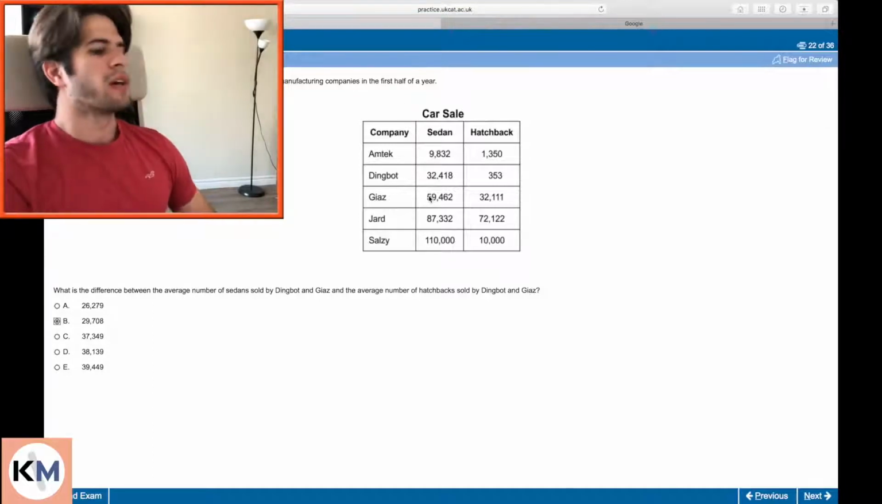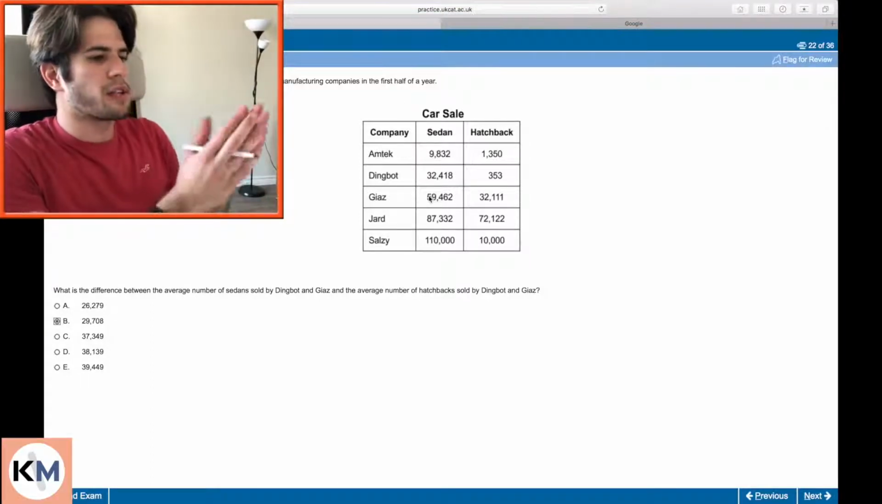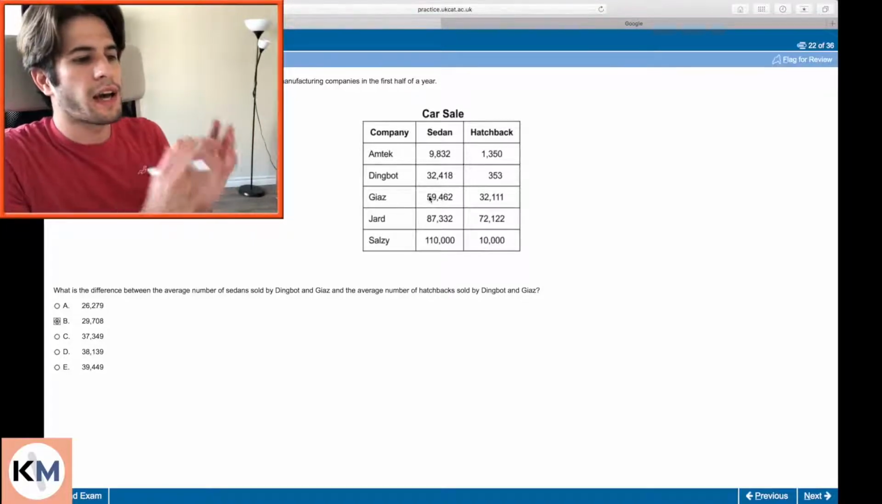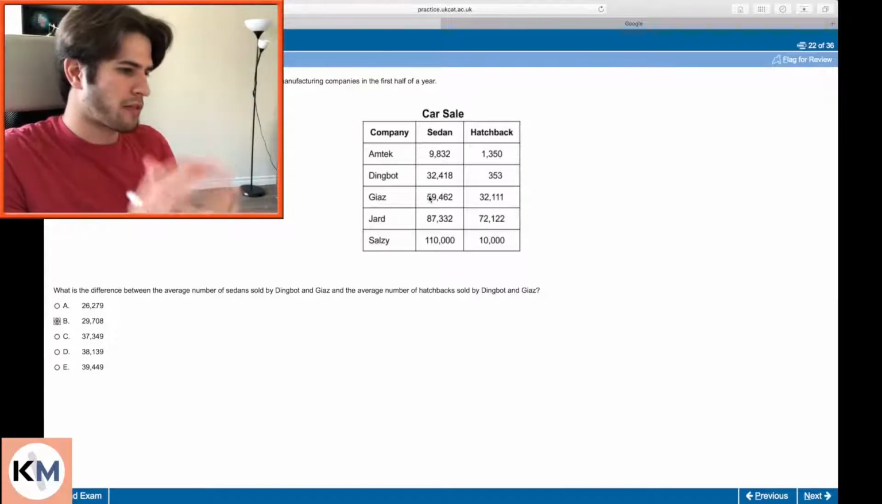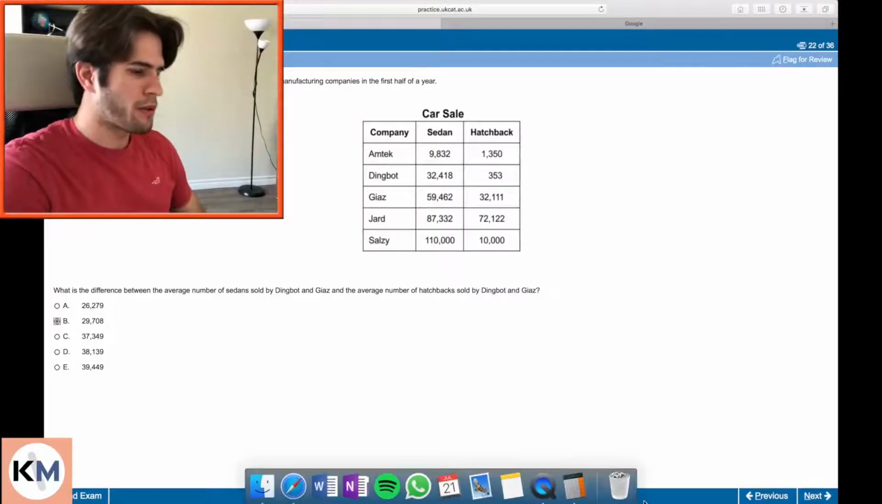Oh, okay, so this question is asking to find the average of Dingbo and Giaz sedans and the average of Dingbo and Giaz hatchbacks, and minus one from the other. So let's get our piece of paper.